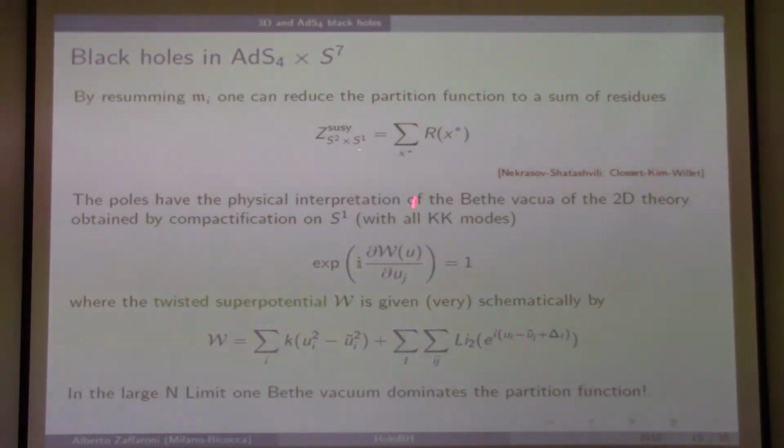There are other formulas along this line that have been written by Closset, Kim, and Willett in a series of papers where they generalize this story of the critical potential to all possible partition functions in 3D. So they always claim that there is a formula of this form here. And in principle, using the expression, one should be able to do this. But it's not simple.